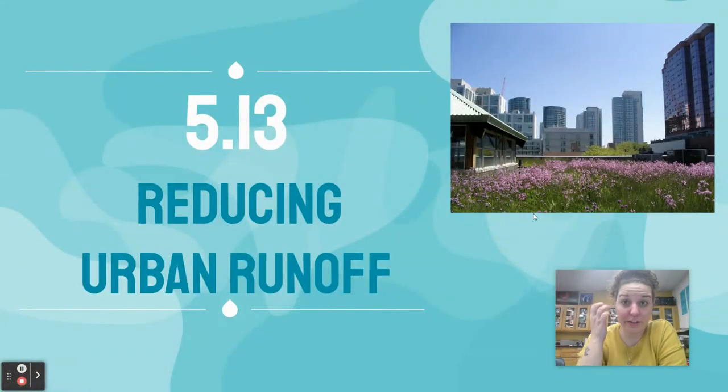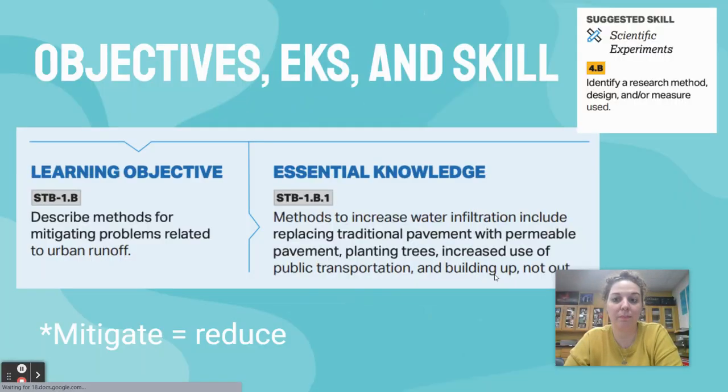All right, so this last section, we're going to go back kind of to thinking about that urbanization, and we're going to look at ways to reduce urban runoff. Urban runoff and stormwater runoff, they're the same thing. So if I say stormwater runoff, that's what I'm talking about. We're going to look at the problems that are caused by urban runoff and how to mitigate those problems through things like rain gardens. So here's your essential knowledge, your learning objective.